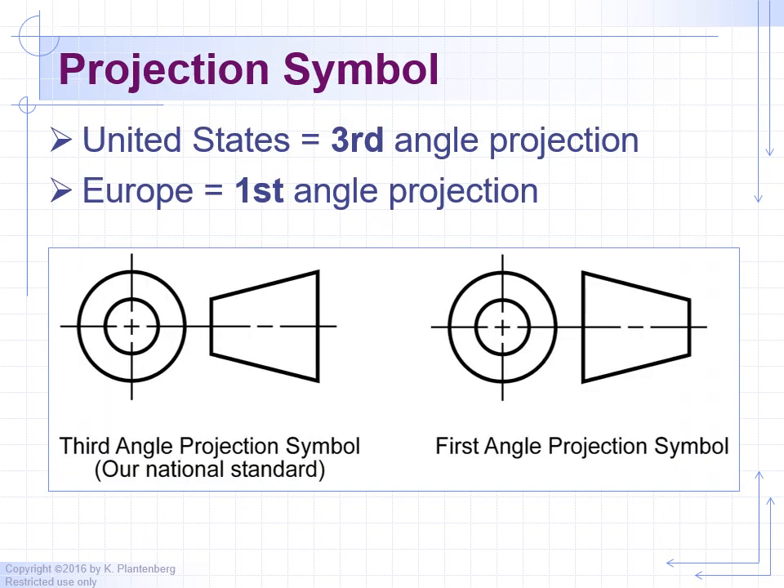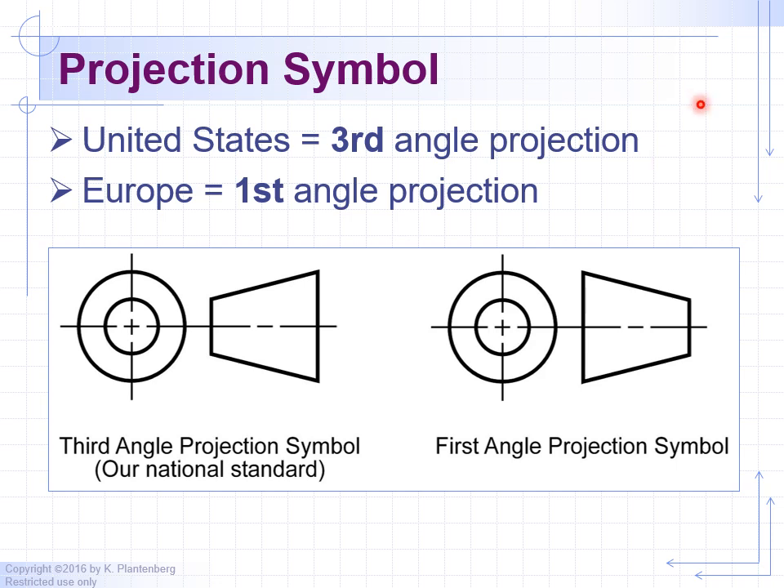Last thing I want to talk about in this unit is about our method of projection. And there's an associated symbol associated with our projection method. In the United States, we use what's known as third angle projection. You may have heard about it when you talk about literature or movies, when they talk about the third person perspective. Third angle projection or third person perspective is the idea of a person outside of the object or outside of the situation looking back in.